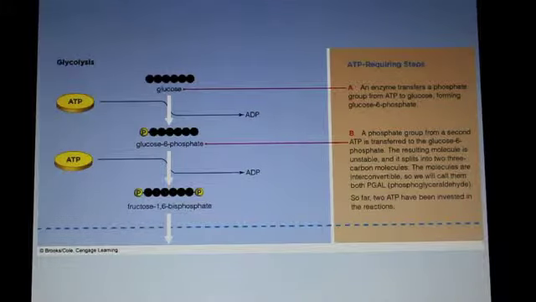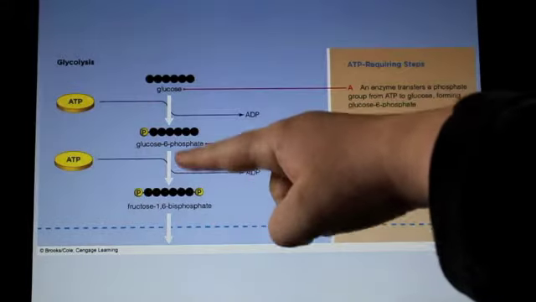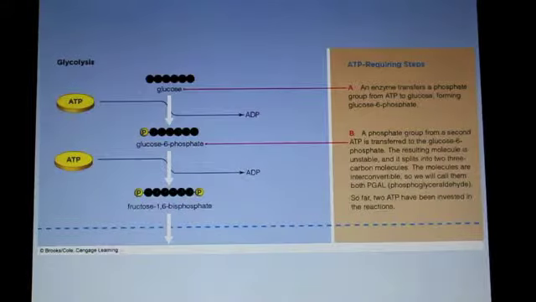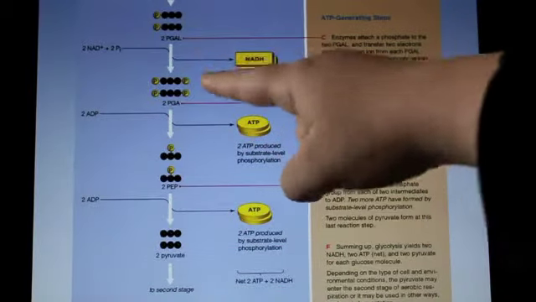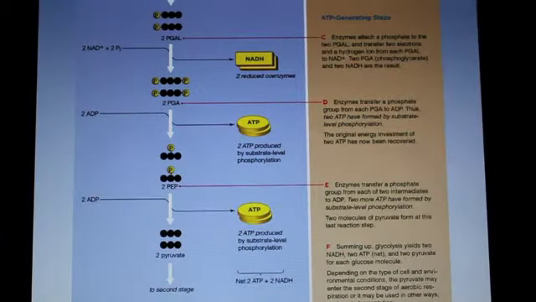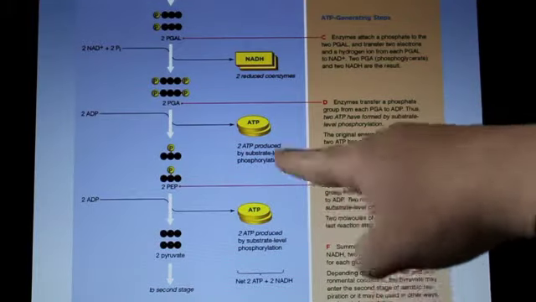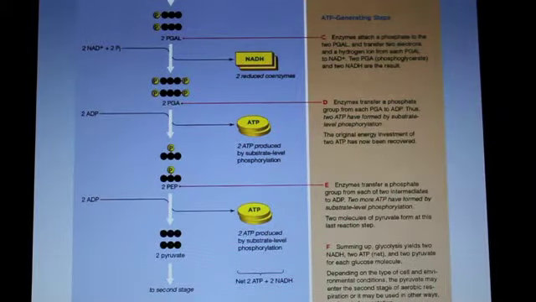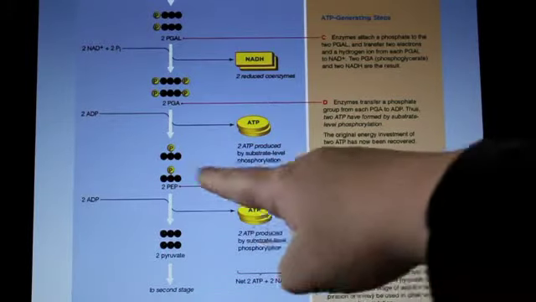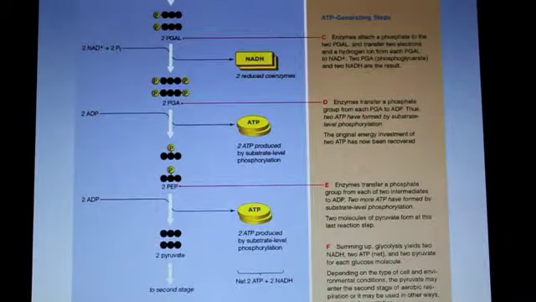Okay, so here's a cartoon showing you what just happened. Here's the glucose, add a phosphate, add another phosphate, that burns 2 ATP. Then it falls in half, you get your NADH. You get 2 ATP produced and then another 2. So you make up for the 2 you burned up above, and you end up with a net gain of 2 ATP and 2 NADH. And you have 2 molecules of pyruvate ready to go to the next stage.